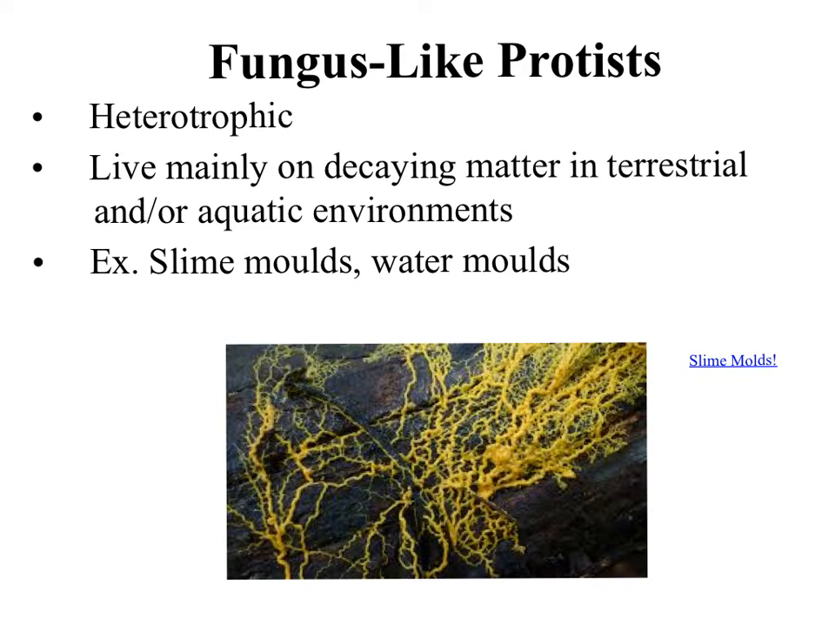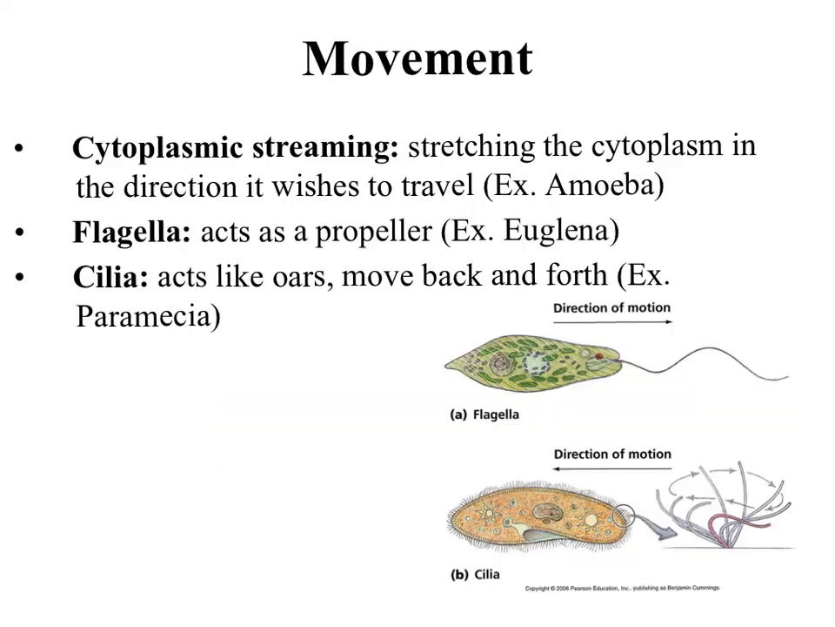Now, our fungus-like protists are similar to fungi because they also have cell walls, usually, and they also usually form spores at some point in their lifetime. Most fungus-like protists will use pseudopods. Those are the same thing as the amoeba. And as our representative organisms, we have the slime molds and the water molds. There's a pretty interesting video that talks about slime molds if you want to learn a little bit more about them.